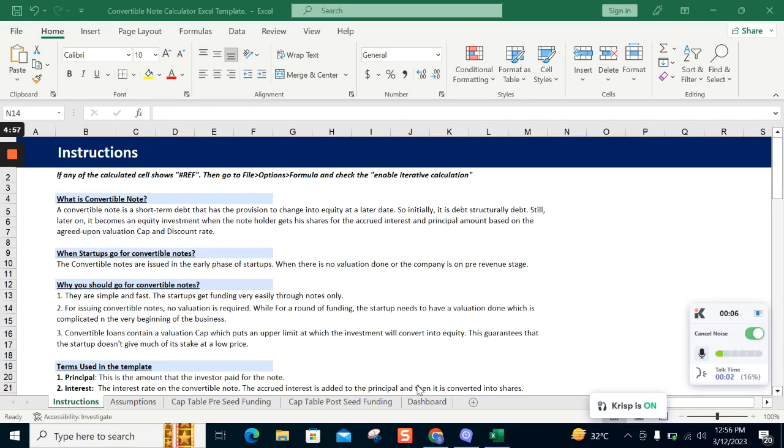Hello everyone, today I will give you a brief overview of the Convertible Note Calculator Excel template.